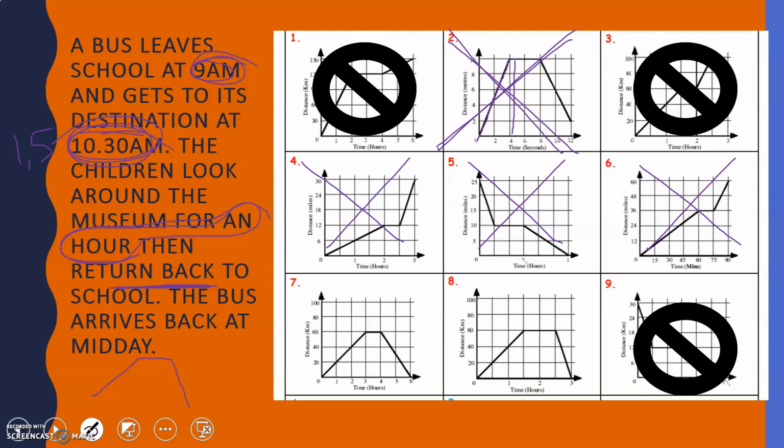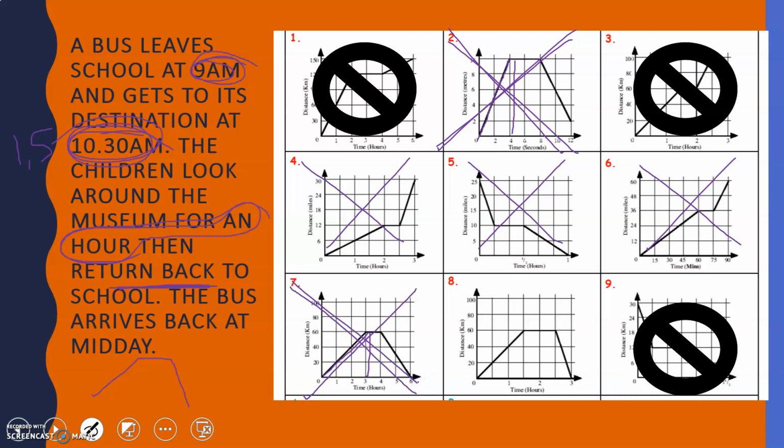Let's look at number 7. Number 7, our first segment of data. It says that the object, the bus, the whatever, it traveled for 3 hours. So did that bus travel for 3 hours? Well, it says that it left at 9 and arrived at the destination at 10:30. That's an hour and a half. So it cannot be number 7.